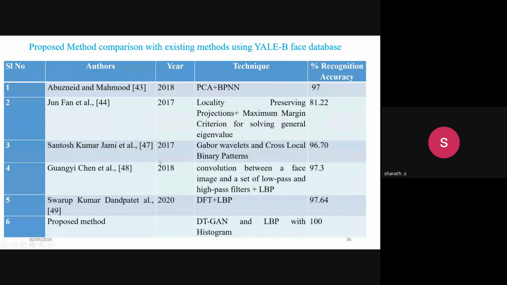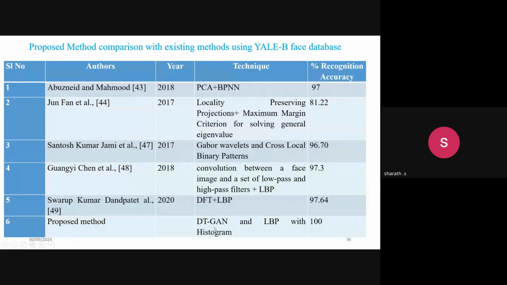Santosh Kumar and others in 2017, the technique they used was Gabor wavelets and cross local binary patterns. The recognition rate was found to be 96.7. Chen and others, the technique used was a convolution between a face image and a set of LBP and low pass and high pass filter plus LBP. Recognition rate was found to be 97.3. Swaroop and others in 2020, the technique they used was DFT plus LBP. The recognition rate was around 97.64.